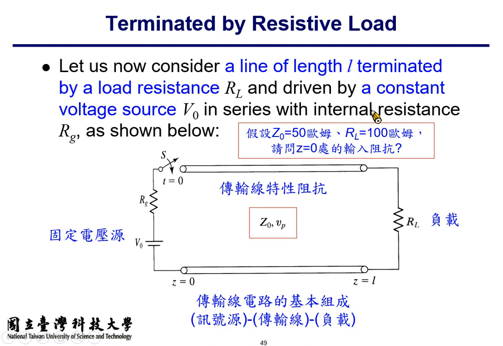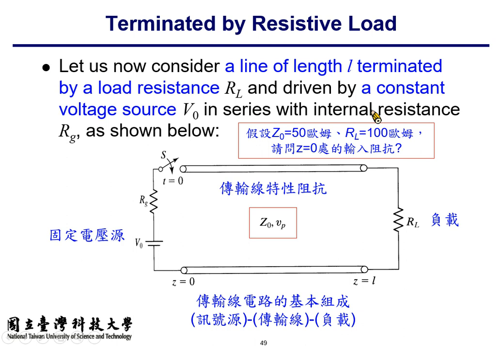Well, but this answer is a little bit tricky. At first sight, if the switch closes at t equal to 0, then the input impedance looking this way is 50 ohms, because the transmission line is the only thing you have inside. You can only see the transmission line. You cannot see the load, which is a distance away.